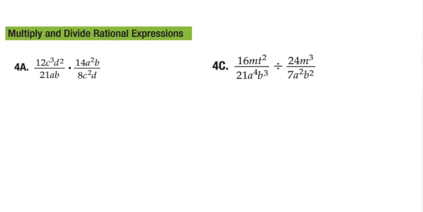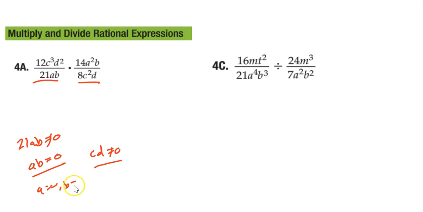Now first, we can't forget restrictions, right? So I'm going to look at this. And again, you set it equal to 0. Not equal to 0. And then you go AB cannot equal 0. Same thing here. You just go CD cannot equal 0. So my restriction, anything with variables in the bottom, they just cannot equal 0. And actually, you just say A cannot equal 0, B cannot equal 0, C cannot equal 0, and D cannot equal 0. Right? It's all separate.